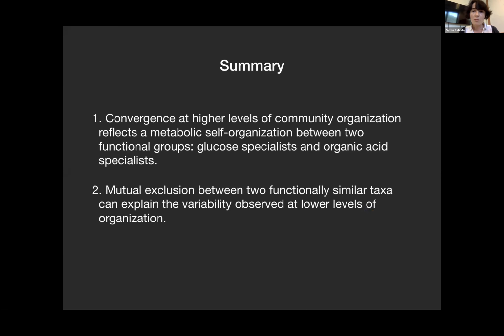So in summary, what I showed you today is that for communities assembled in glucose, convergence at higher levels of community organization reflects a metabolic self-organization between 2 functional groups, glucose specialists and organic acid specialists, and also mutual exclusion between 2 functional taxa can explain the variability observed at lower levels of organization.